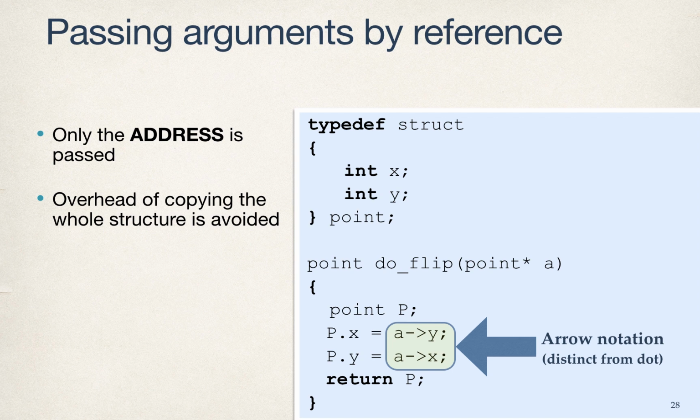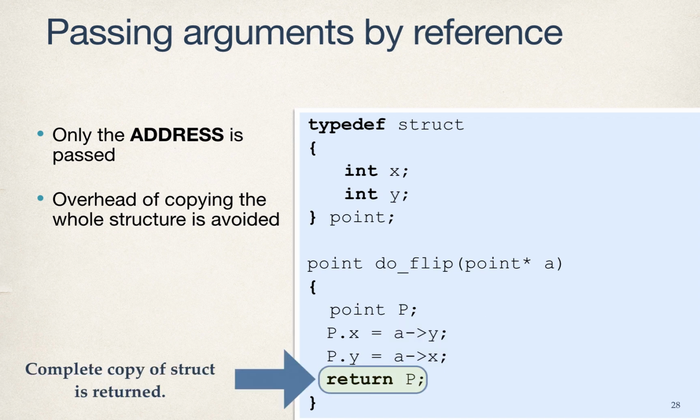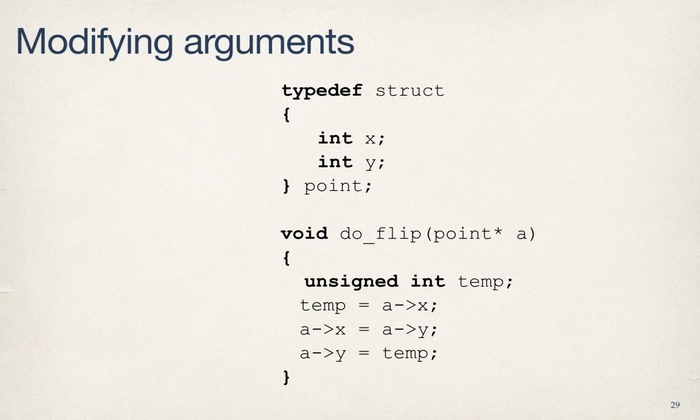And note when we're dealing with pointers, which we are with a, we use the arrow notation instead of the dot. Okay, and that's a good reminder that a is actually the address of the original. Right, but in this case, we're returning a copy of the temporary one, P. So there's still a bit of copying going on.